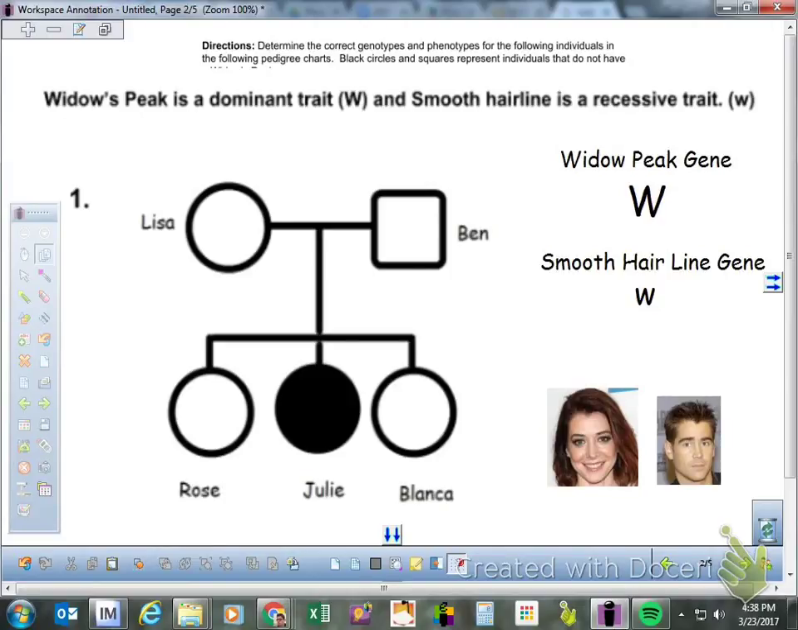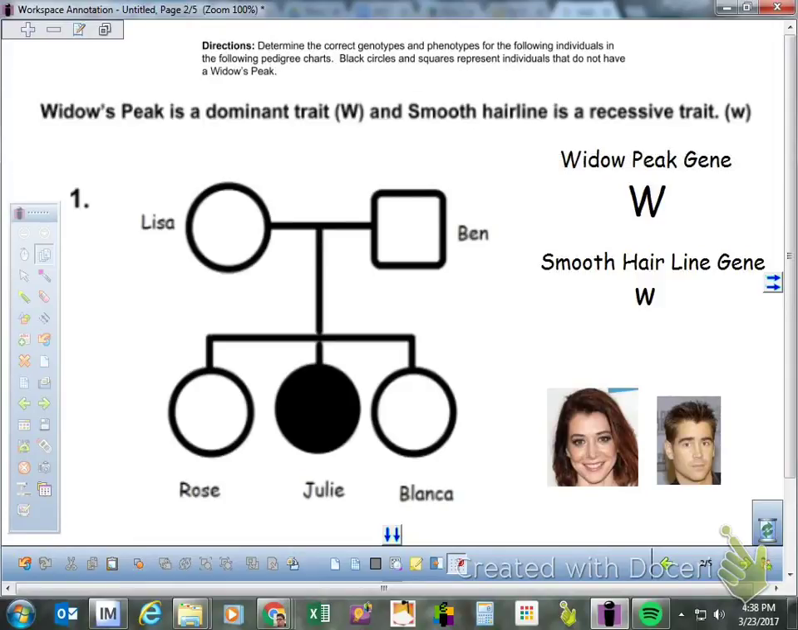Okay, black circles, squares represent individuals that do not have a widow's peak. So you got to remember that to read the instructions in these problems, okay? So black circles and squares are individuals that don't have a widow's peak, okay? So how do we do these problems? You always start with the black circles and the black squares.